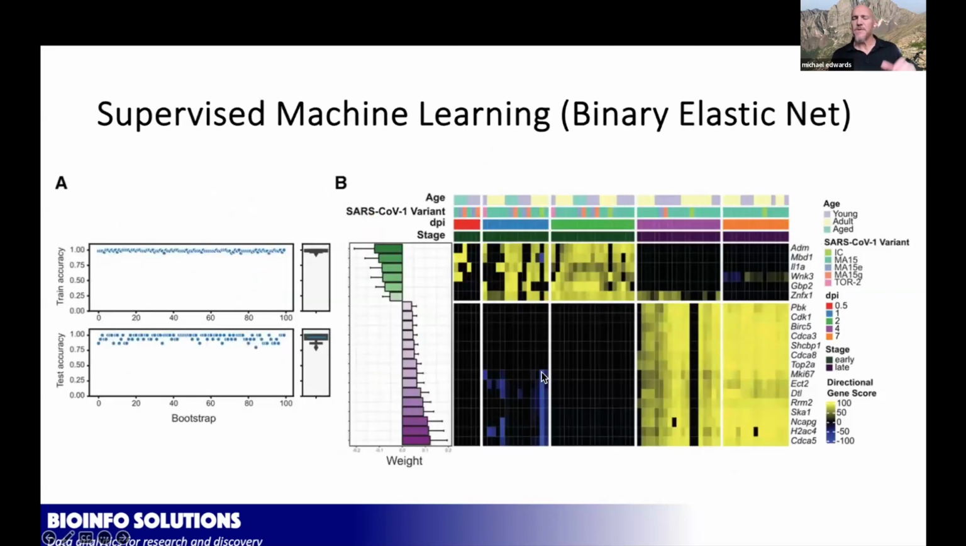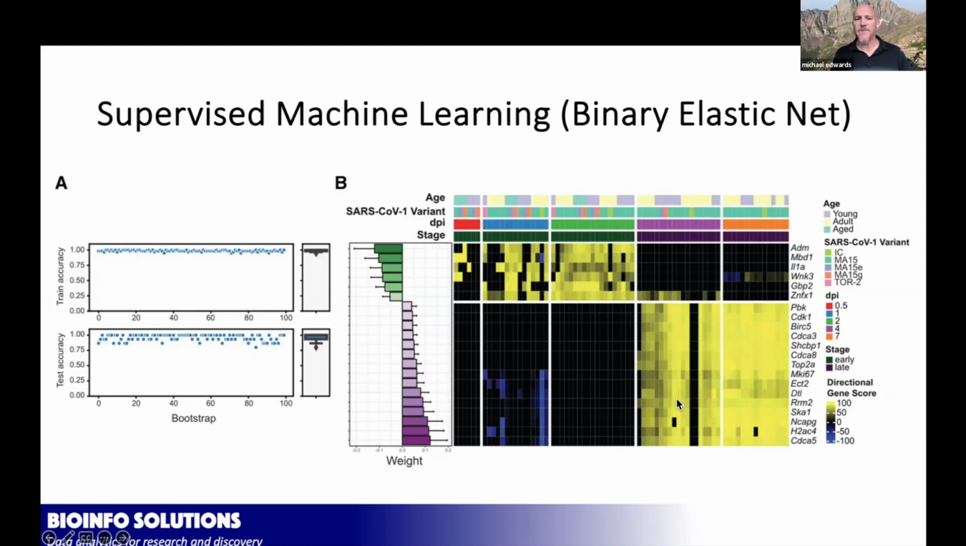Again, I mentioned, we've got two different things. We've got a kind of early phase and a late phase. A person in our group was really good at machine learning, which is really hot now. He did a binary elastic net analysis on our stuff with a bootstrap. What he found was you could basically characterize these into early stage genes and late stage genes.